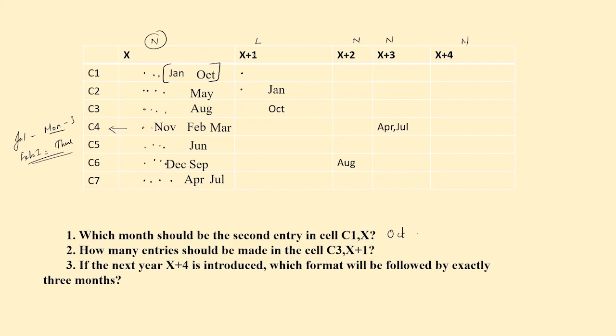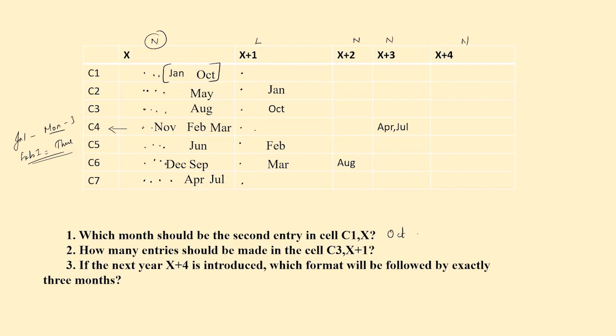But remember, do we have any question based on the year x plus 1? Yes, we have. How many entries should be made in the cell C3 x plus 1? So I continue the same process. Now January is here. January has 3 odd days. So 1, 2, 3. So Feb will come here. Now this is a leap year. So February will have 1 odd day. So March will come in the next place.